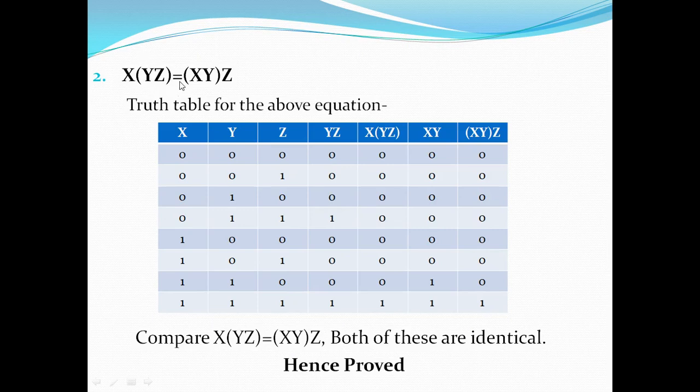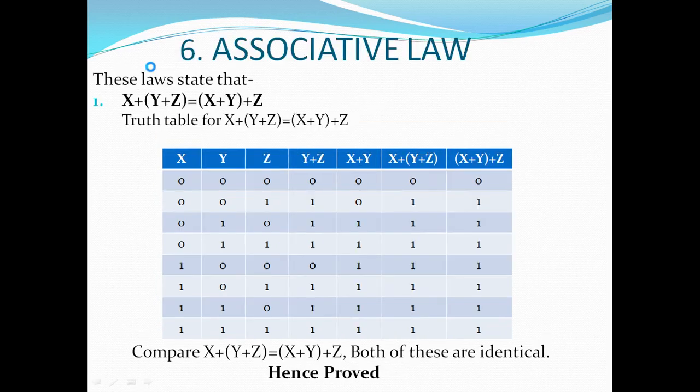x within bracket (y z) is equal to (x y) within bracket z. So we are using truth table to prove this law. So again, three input truth table will make 8 possible combinations, we have made. Now one by one, first find out the LHS, then find out the RHS. Using this truth table, we have found out the LHS also and RHS also. Now compare these two columns. These two columns are identical to each other. Fine. So we can say that this theorem is also proved.